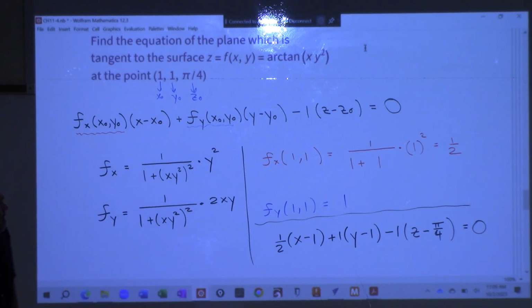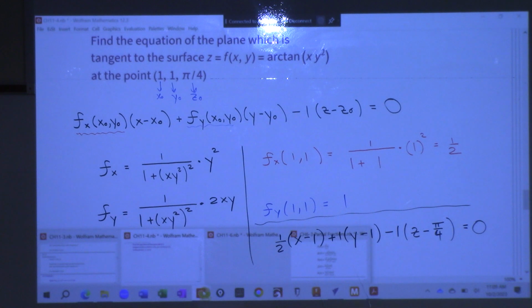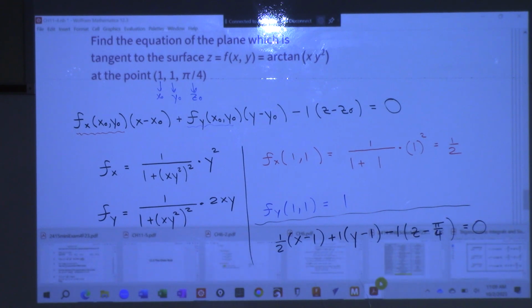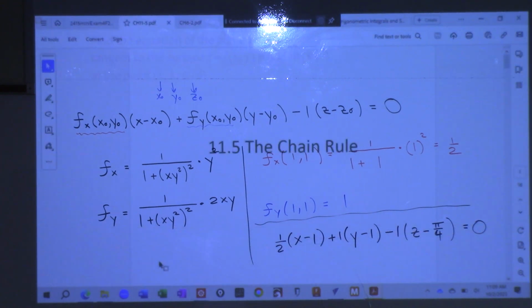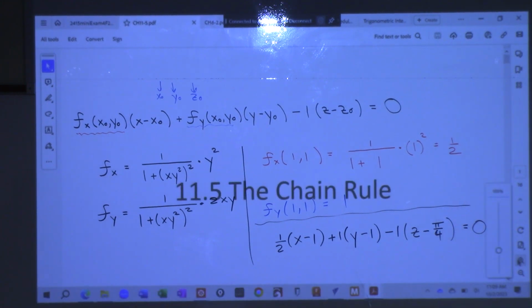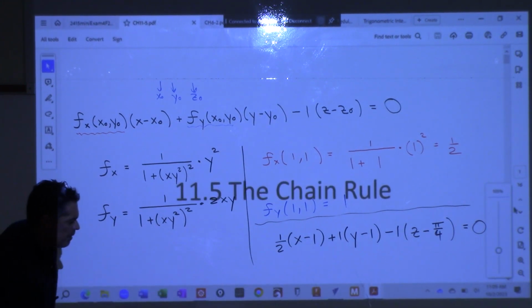All right, so today we're moving to the next section. And the next section is 11.5. Where is it? There it is. And I have a different set of notes for this. I don't use the Wolfram for this.